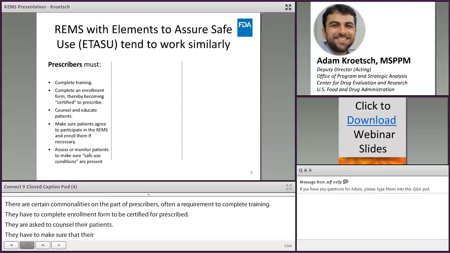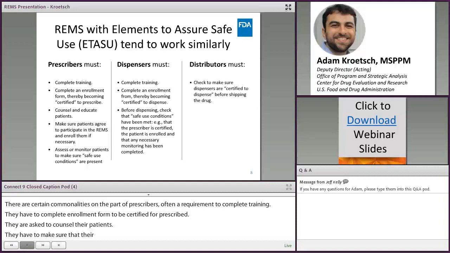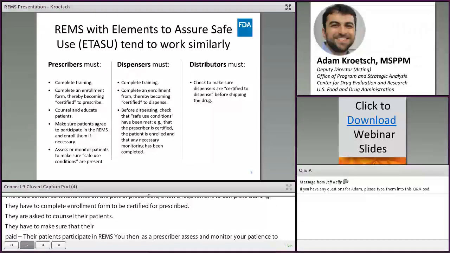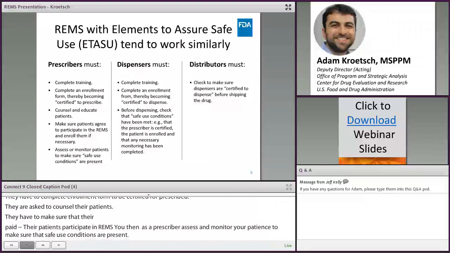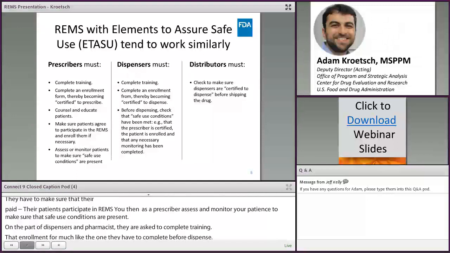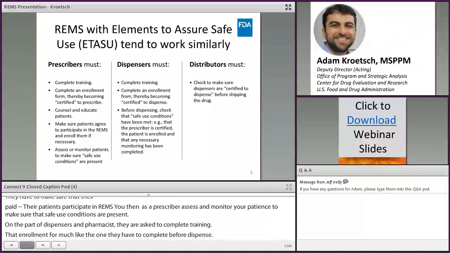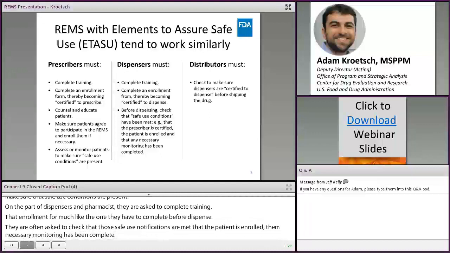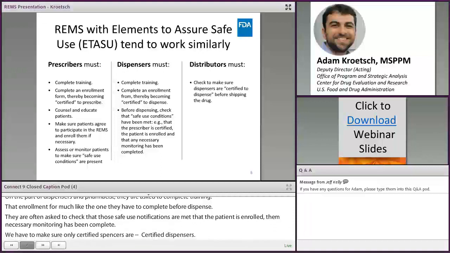And then on the part of dispensers and pharmacists, they're often asked to complete training and to complete an enrollment form, much like the one that the prescriber needs to complete, to become certified to dispense. And then before dispensing, they're often asked to go back and check and make sure that those safe use conditions have actually been met. For example, that the prescriber was certified, that the patient was enrolled, and that the necessary monitoring had been completed. And then because we need to make sure that only certified dispensers receive the drug, there's often a role for distributors in REMS to make sure that those dispensers are certified to dispense before the drug gets shipped to them. So these are all common components that you see across a really wide range of REMS. No matter what risks they're addressing, you see a lot of these in REMS with elements to assure safe use.